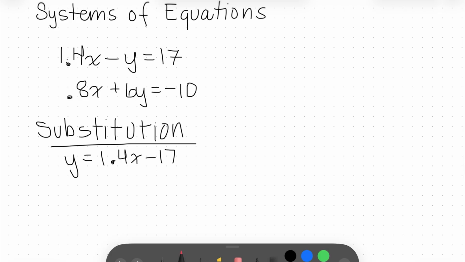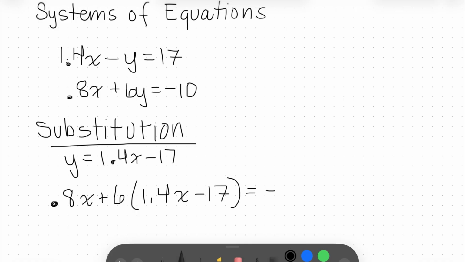And I'll have 0.8x plus 6 times 1.4x minus 17 equals negative 10.